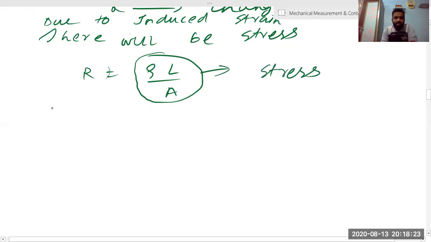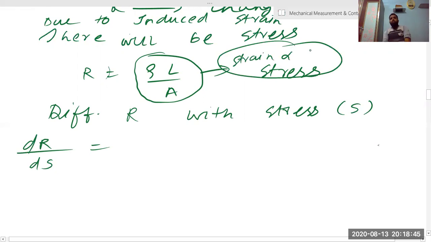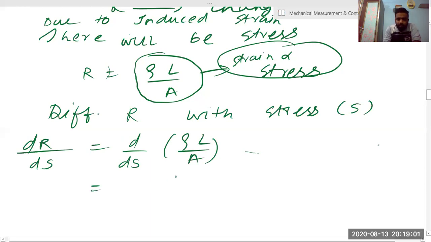So what I'll do is differentiate R, resistance, with respect to stress. Let the stress be called S. So I'll differentiate dR by dS. Now since I'm differentiating dR by dS, all these factors are changing due to strain, and we know that stress is proportional to strain, Hooke's law. So all these factors are dependent upon strain, and will be considered when there is a change in stress or strain.